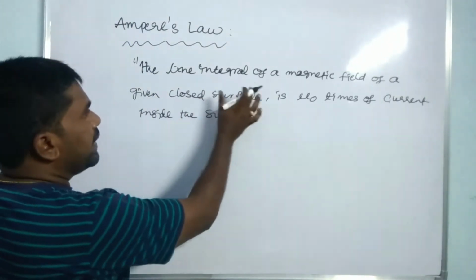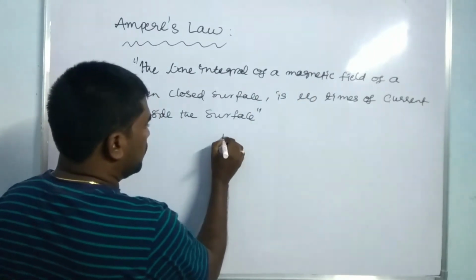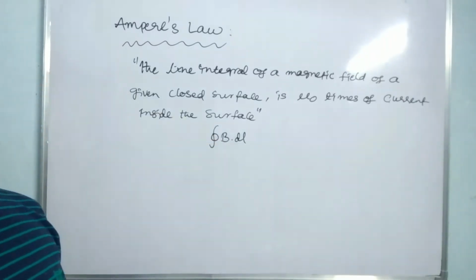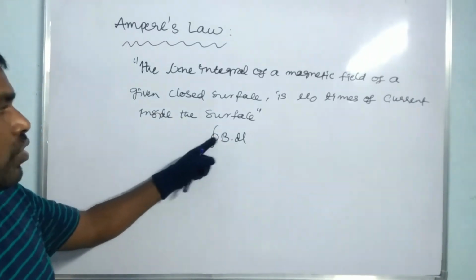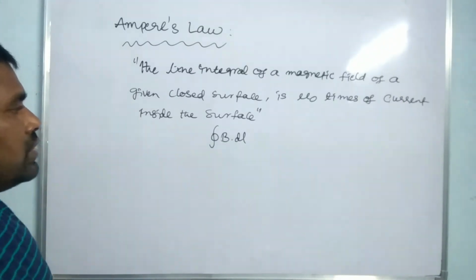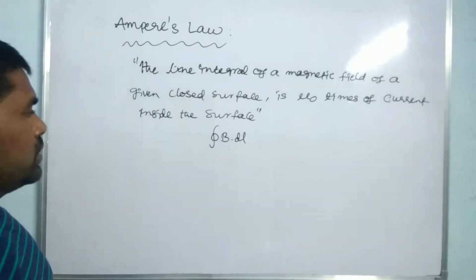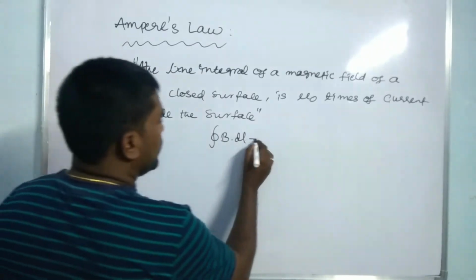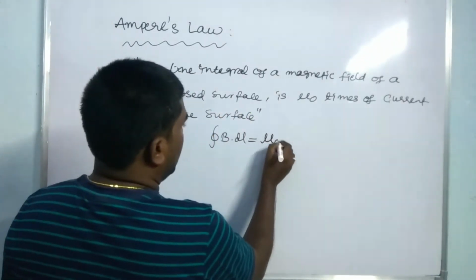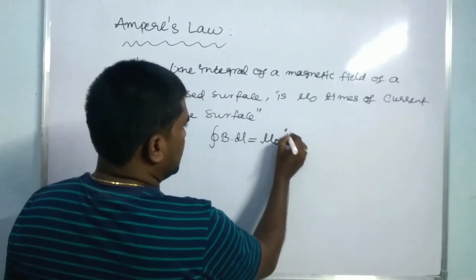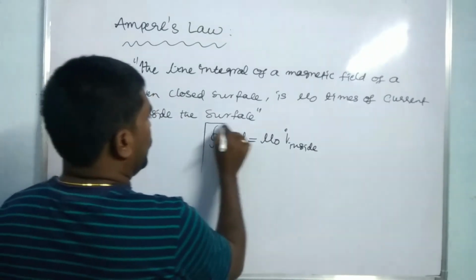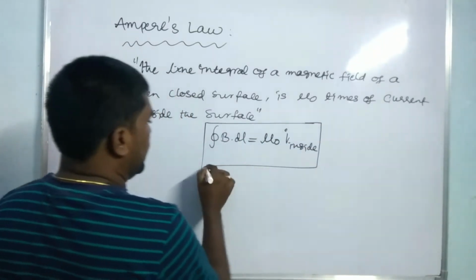Here the line integral of the magnetic field is nothing but B dot dl, the circle integral of B dot dl. So the circle integral of B dot dl is equal to mu naught times the current inside the surface. Mu naught times the current inside. So this is Ampere's law.